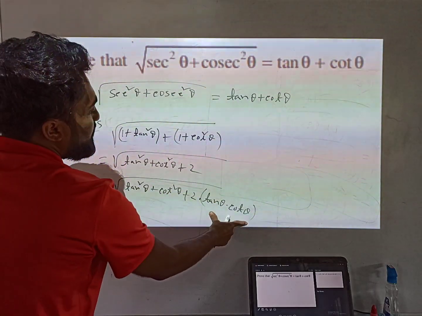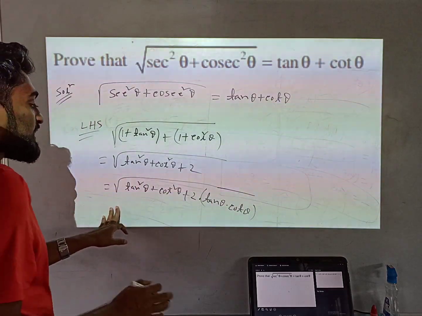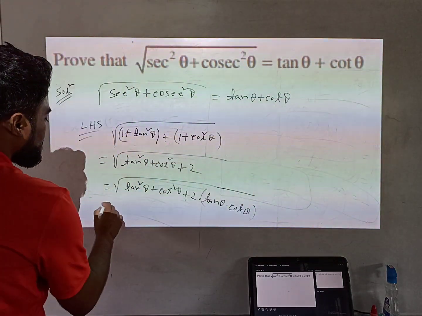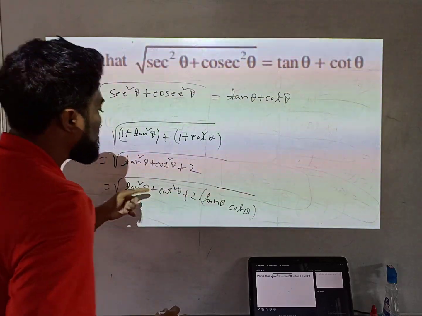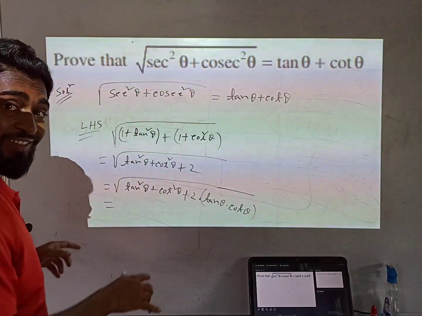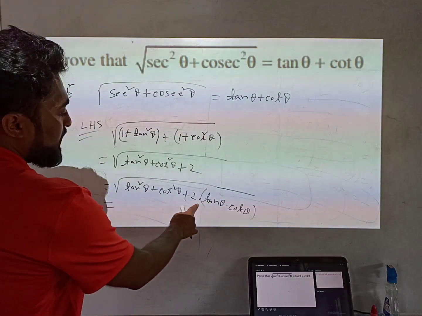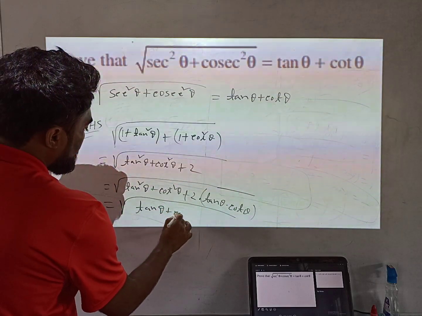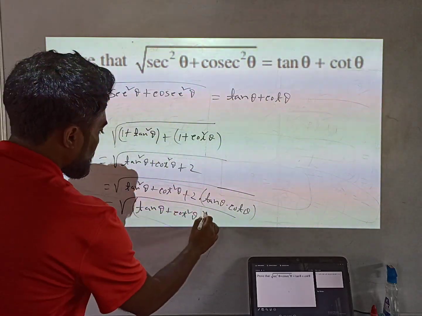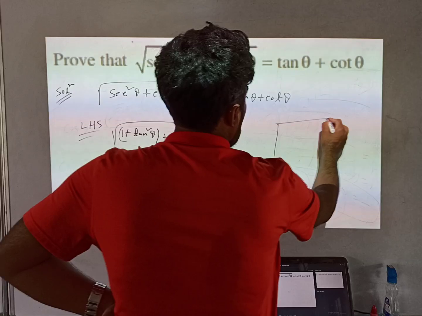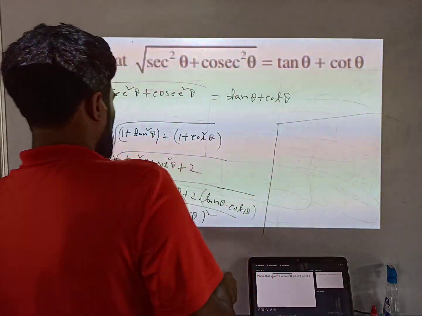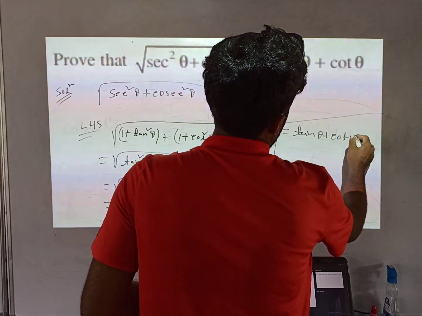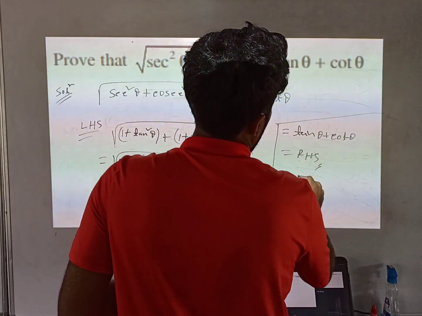So in place of 2 I am using this adjustment so that I can write (a plus b) whole square. Then only this root will get vanished. Yes or not? Are you getting the point? To remove this root I will use this. So a square plus b square plus 2 into a into b is under root (a plus b) whole square. Got it? Now come to this side. So under root of this square, that means tan theta plus cot theta, that is the right hand side, and hence proved.